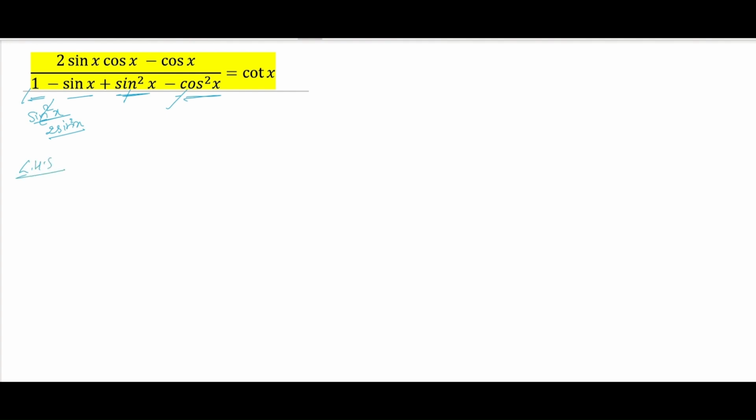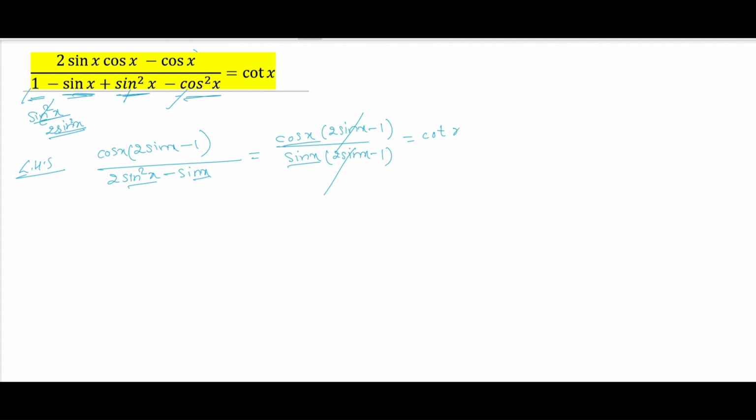From the LHS side, in the numerator, cos x is there in both the terms. So we'll take the cos x out. That makes cos x of, from the first term, 2 sin x is remaining, 2 sin x, and the second term we have 1. In the denominator, what's remaining here is 2 sin square x minus this term, that is minus sin x. Now here we can take sin out. So cos x of 2 sin x minus 1 upon, if we take sin out, this becomes 2 sin x minus 1. So these two terms will get cancelled out. Cos x upon sin x is nothing but cot x.